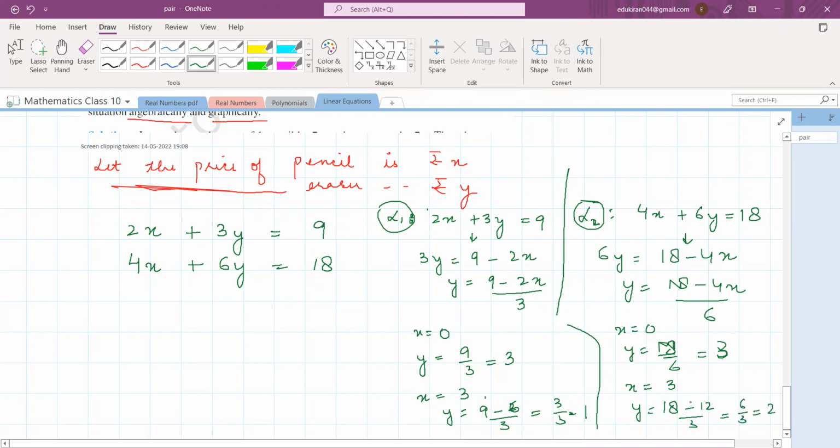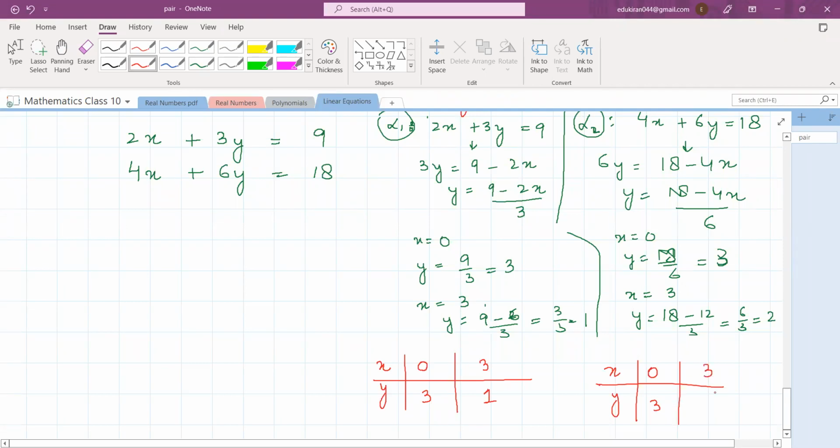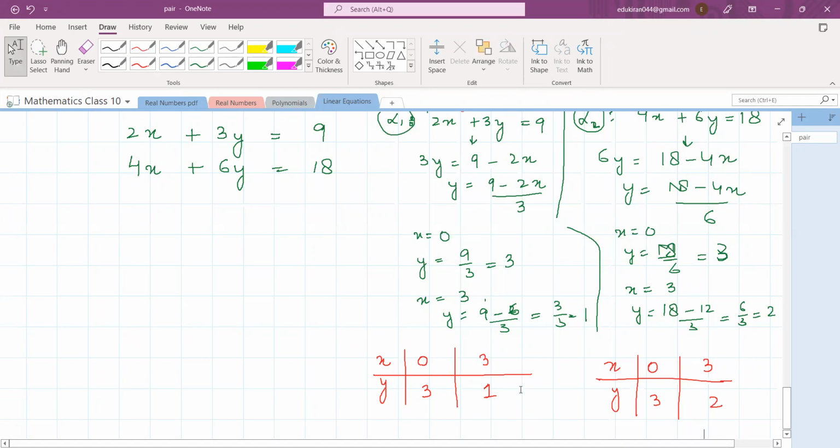So I think this is fine, right? Okay, so make a table to express it properly. When my x is 0, my y is 3. When my x is 3, my y is 1. Now for this one, when my x is 0, y is 3. When my x is 3, y is 2. Have you written all of it so far? Yes, ma'am. Okay, let us try to plot it.